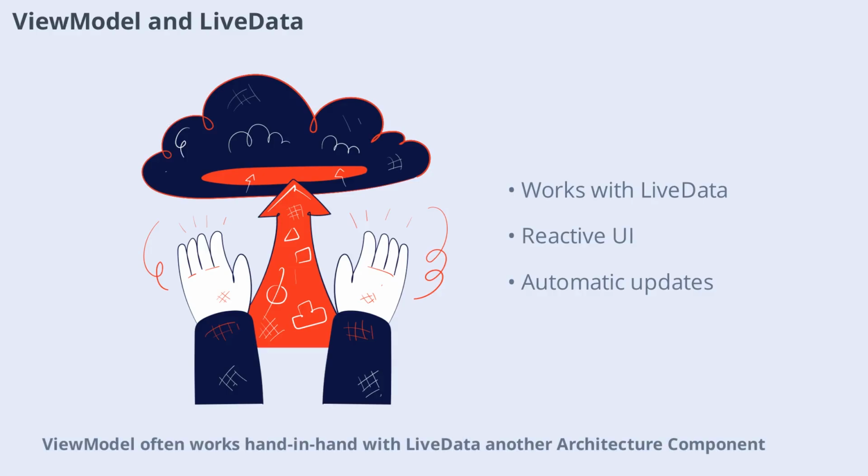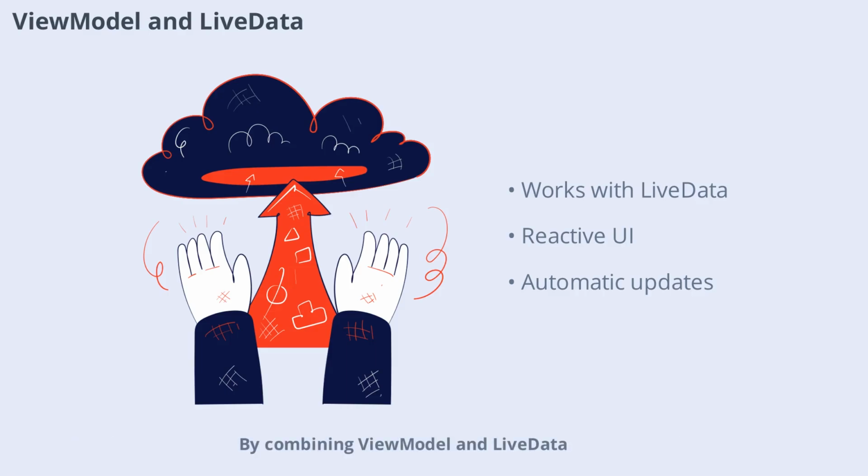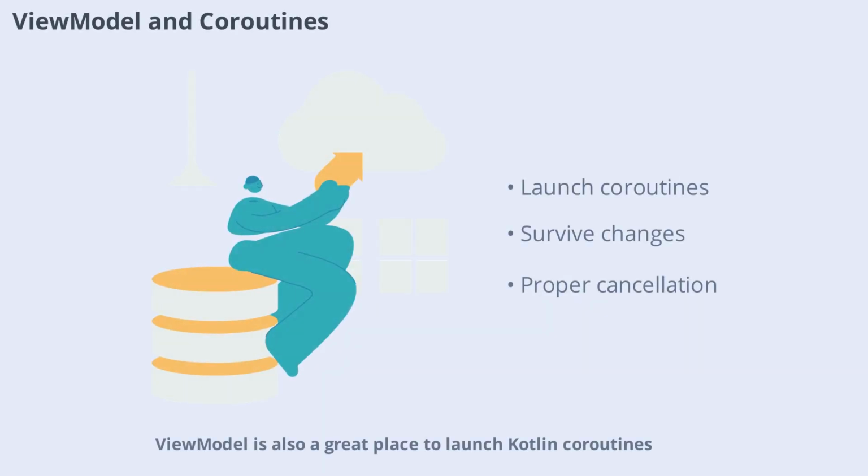ViewModel often works hand-in-hand with LiveData, another architecture component. LiveData is an observable data holder that notifies your UI when data changes. By combining ViewModel and LiveData, you can build reactive UIs that automatically update when your data changes without manual intervention. ViewModel is also a great place to launch Kotlin coroutines. By keeping your background work in the ViewModel, you ensure that long-running tasks survive configuration changes and are properly canceled when the ViewModel is cleared. This makes your app more robust and responsive.